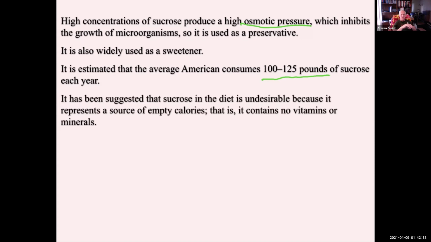It's been suggested that sucrose in the diet is undesirable because it represents a source of empty calories. It contains no vitamins, no minerals, and nothing that's good for you. It just tastes better. That's what it does. It makes things sweeter.